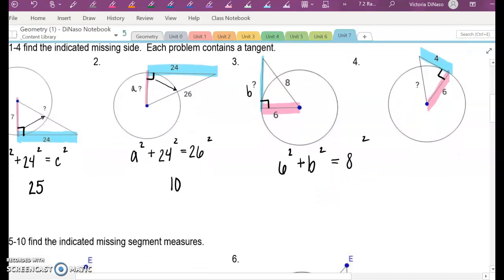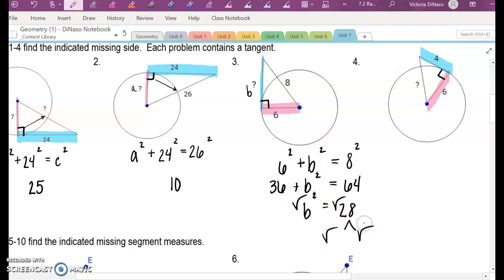All right, so we've got our calculator. 6 squared, and we get 36. Plus B squared equals 64. I'm going to subtract 36 from both sides. So we have B squared equals 28. When I square root each side, I can break apart the square root of 28 into 4 and 7.